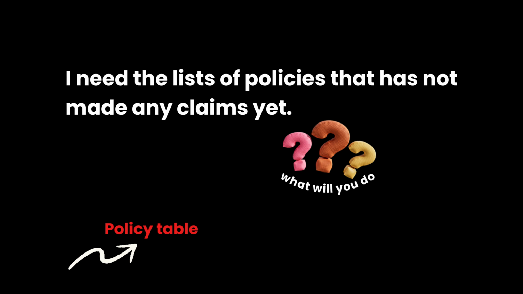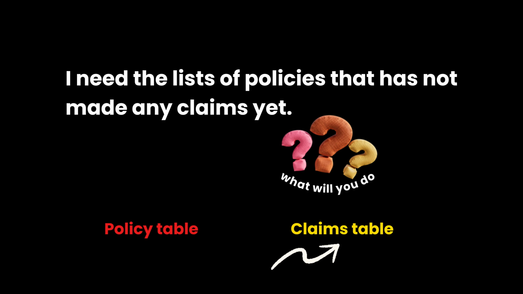You know how we like to do it? We like to use an example from your workplace. So your boss has just sent you a message on Teams: I need the list of policies that have not made any claims yet. So what will you do? You have your policy table, you have your claims table. How would you join them? Let's see how left join works with this example.